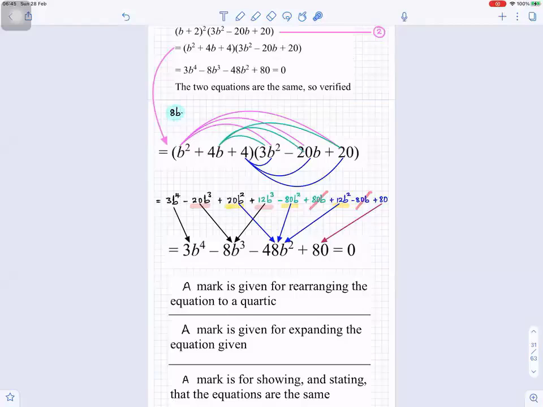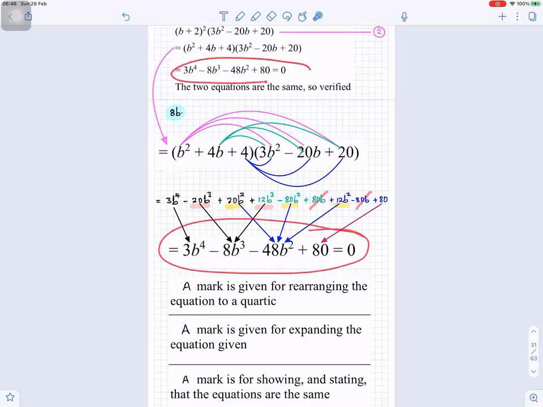In the exams, they'll give you a mark for rearranging the equation to get the quartic equation like that one. You get a mark for expanding the equation, and a mark for showing and stating that the equations are the same, stating that this equation is the same as that equation.